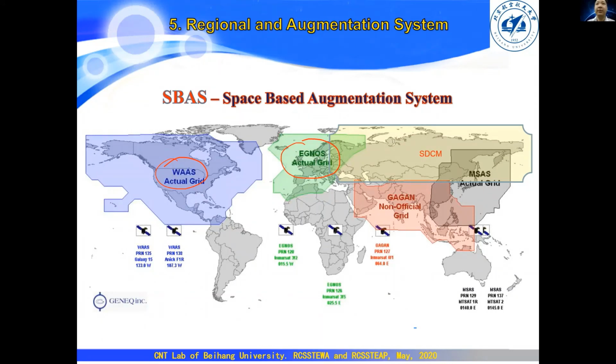This is from Russia. Where is it? Yeah, this is Russian, and this is GAGAN, sorry, now they call it NavIC. This is from India, and this is MSAS, from Japan. So these systems we call augmentation systems. They send information not for navigation itself, but to enhance the navigation system.